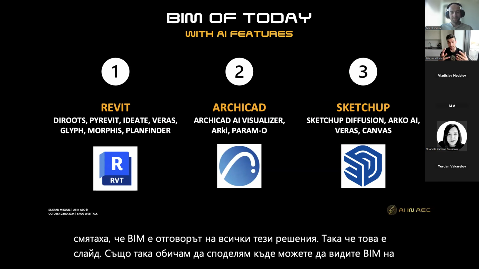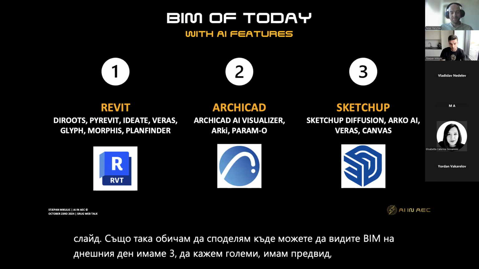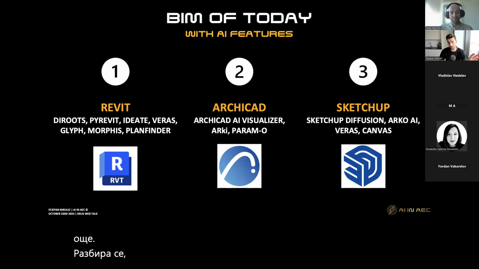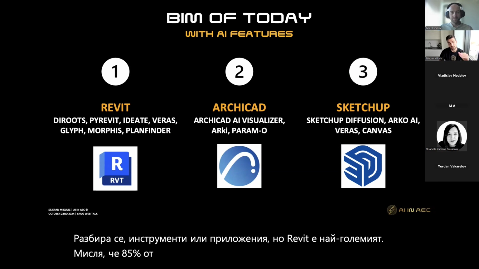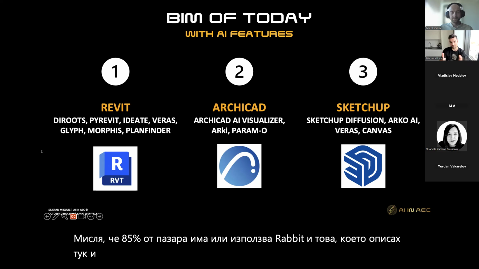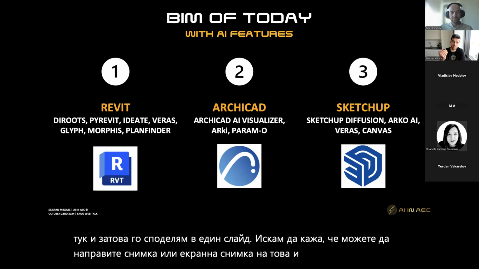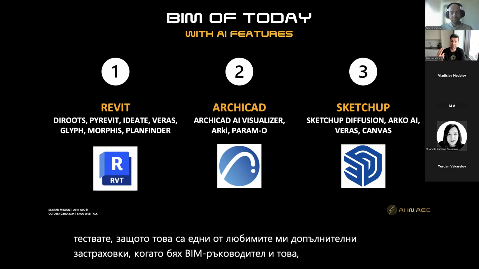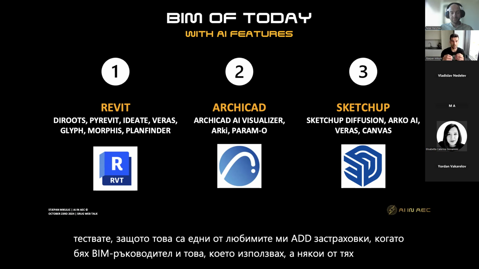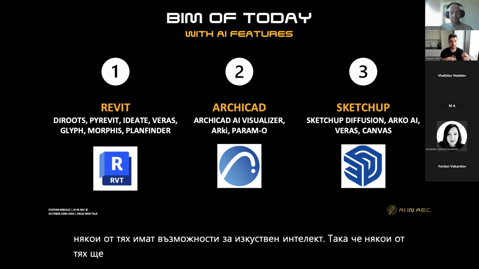We have three, let's say, big tools or apps. I mean, there's more, of course, but Revit is by far the biggest one. I think 85% of the market uses Revit. And what I outlined down here, that's why I'm sharing it in one slide. You can take a photo or a screenshot of this and try testing these out, because these are some of my favorite add-ins from when I was a BIM lead. Some of them have AI capabilities, and some of them are going to help you speed up processes, make things faster, cheaper, whatever.